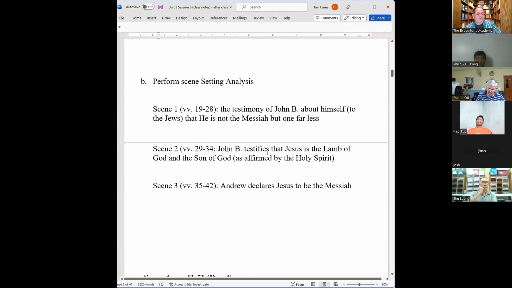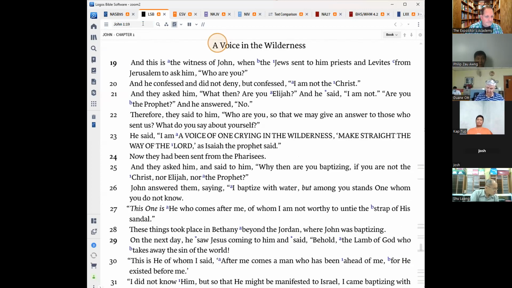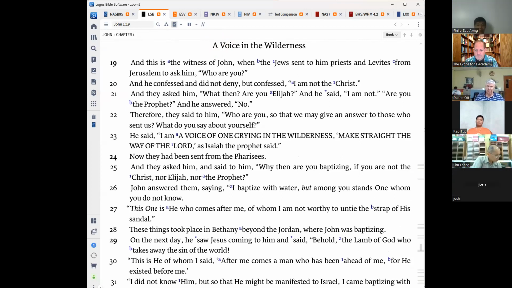The first scene, which maybe what we'll do is let's just go ahead. I'm going to have us read this story again. I know we're familiar with it at this point, but I think it'd be helpful just for us to read John 1. And I'm going to ask each of us to take a few verses.